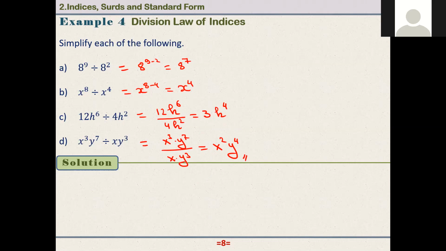Okay? Amira, when did you learn this, indices? Last year or this year? I learned this like 2 years ago. In grade 8 or 9? I learned this in grade 8 at the beginning. Okay, good.